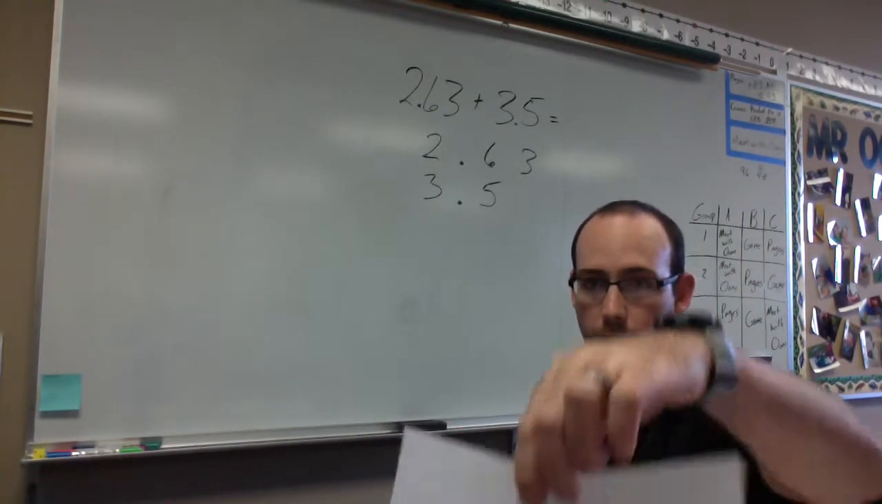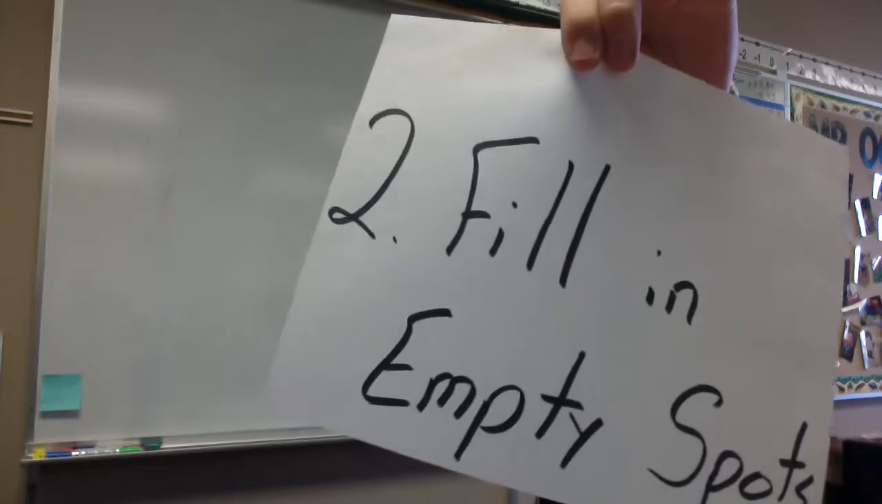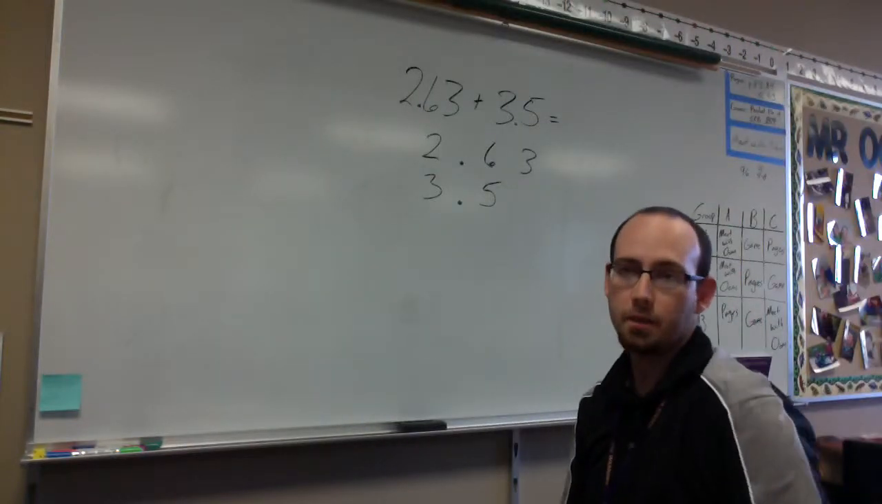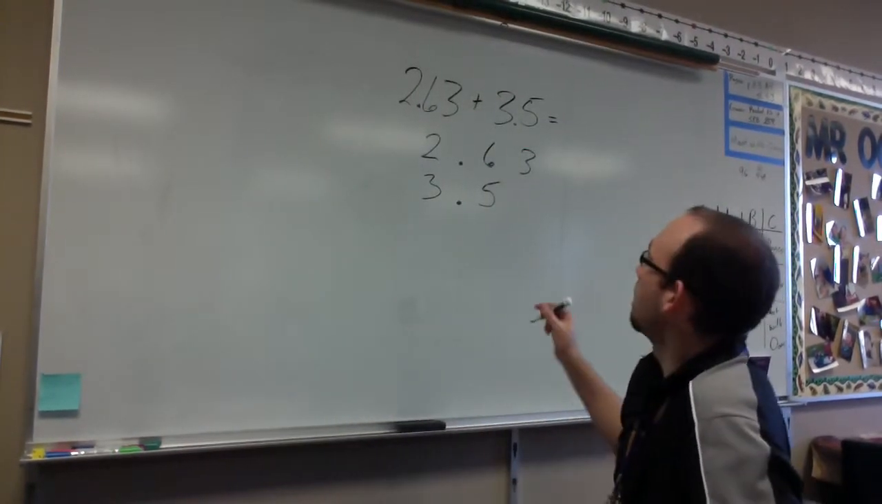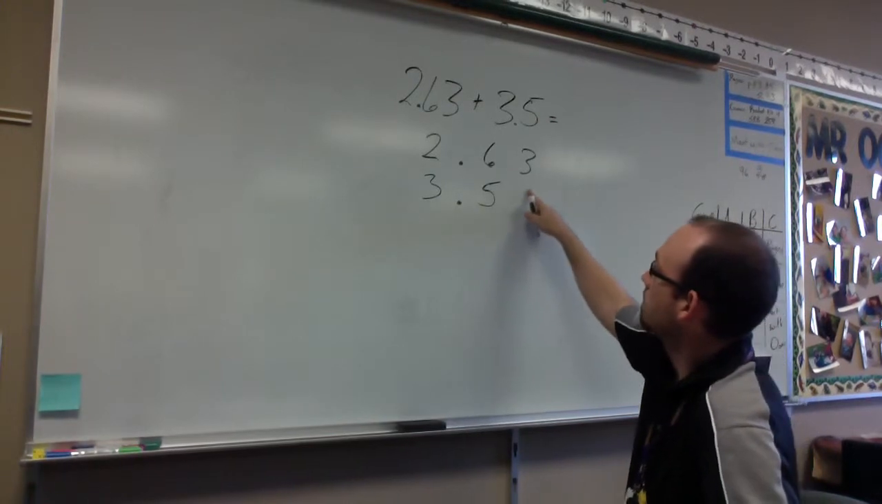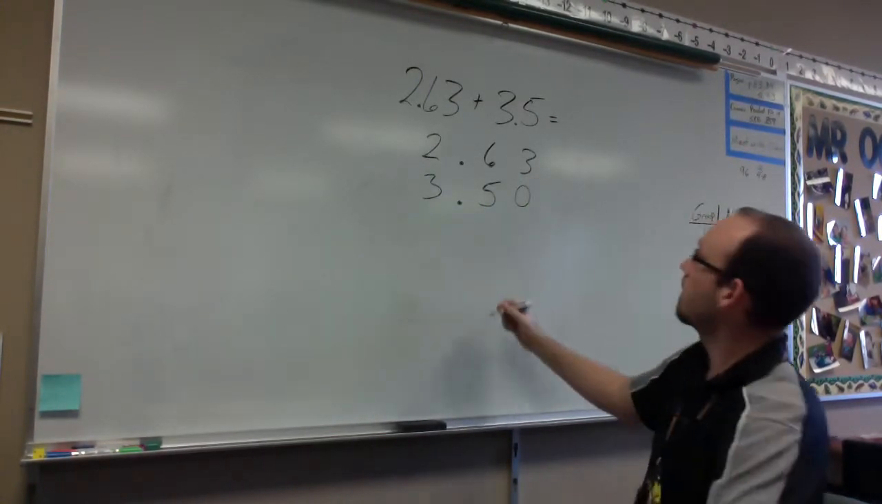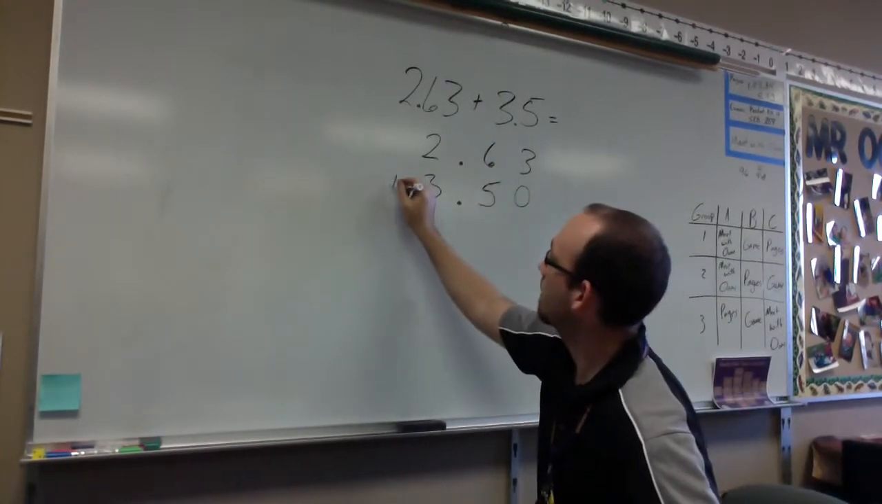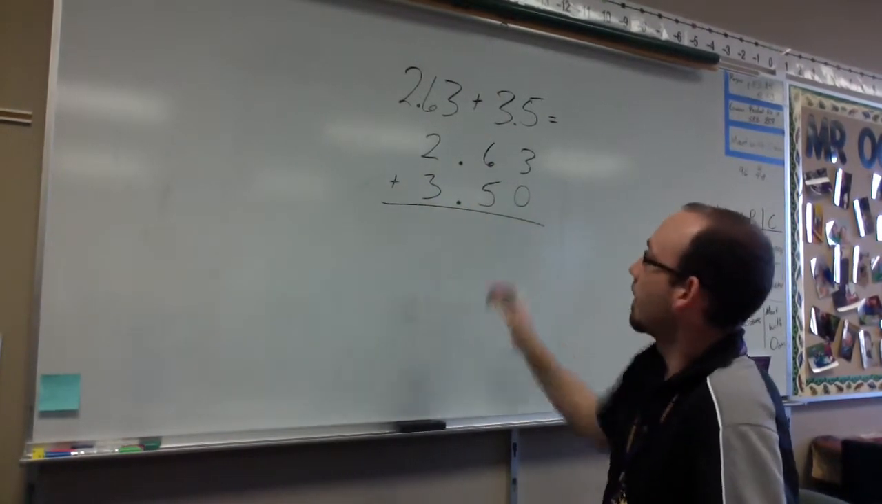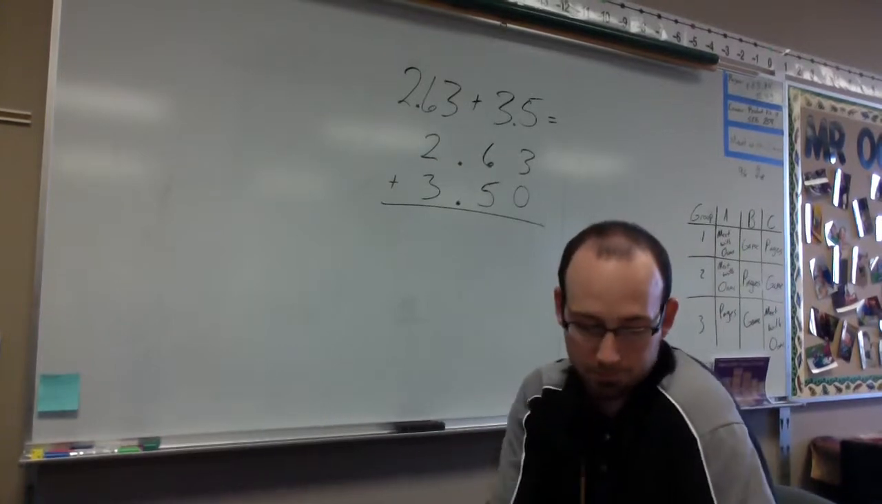Step number 2 is going to be to fill in the empty spots. And we're going to use a 0 to fill in those empty spots. What I mean by that is like right here. It kind of looks empty because there's no number there. So I'm going to fill that in with a 0. I'm adding these together, so now I have my problem like that.